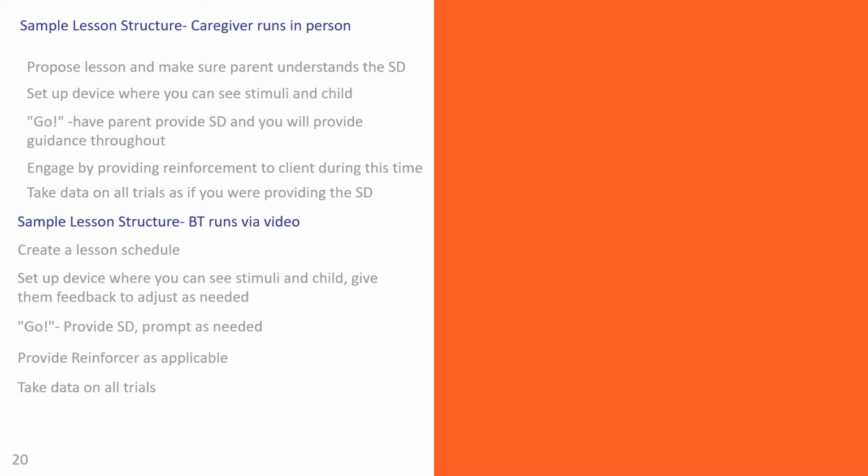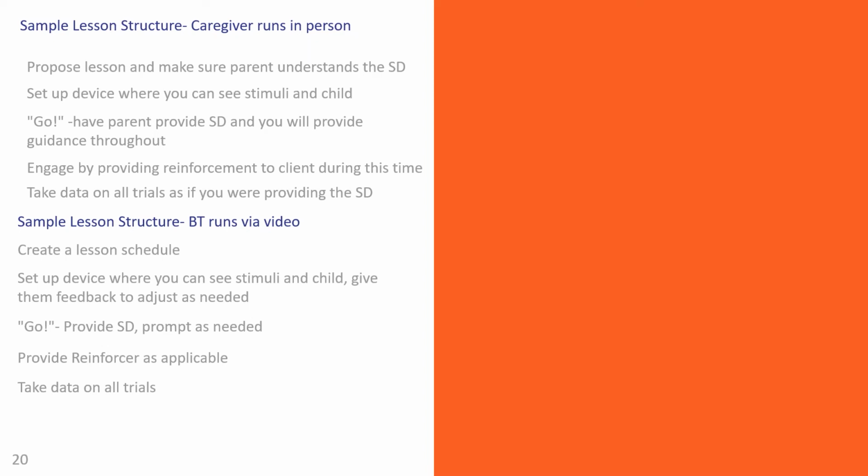Another sample lesson structure that might take place is a BT running a lesson via the video itself. This is going to happen with our kids that are able to attend to a screen for longer, or higher level kids that are able to understand. Maybe it's conversational skills that you're working on, things that are very easy to do via a screen. You're going to create that lesson schedule, set up the device where you can see the stimuli if there are stimuli involved, and the child, and give them feedback to adjust as needed, just like you would in any session when you're there in person. And then go ahead, provide the SD, prompt as needed, provide the reinforcer like you would typically in session. And again, make sure you're taking all data on all trials.